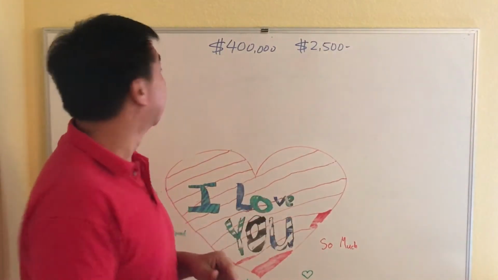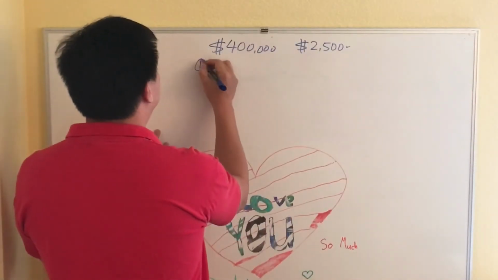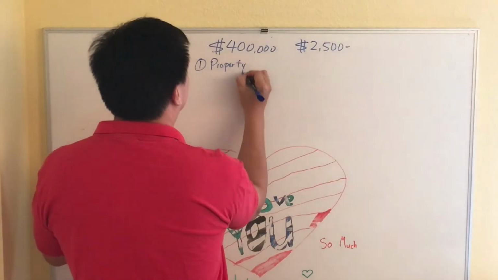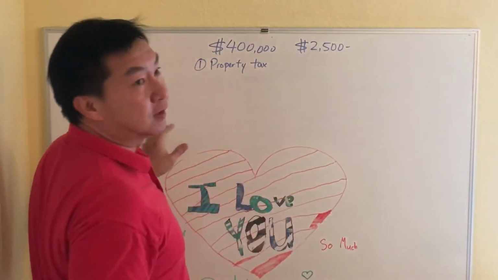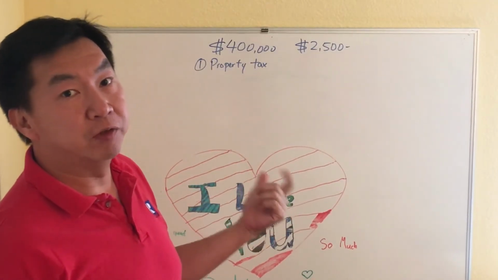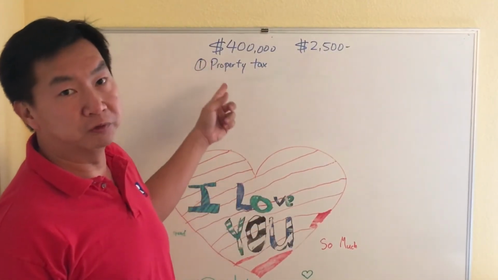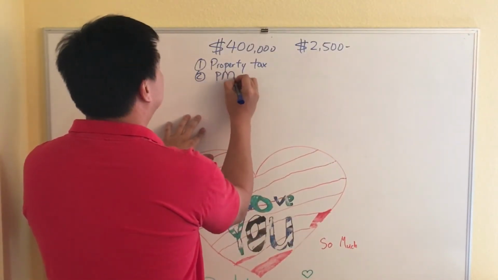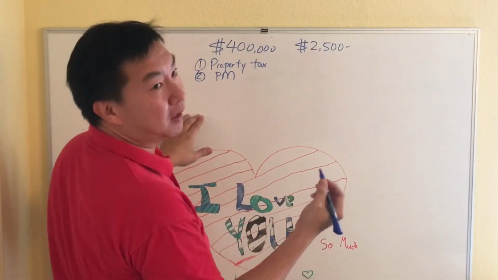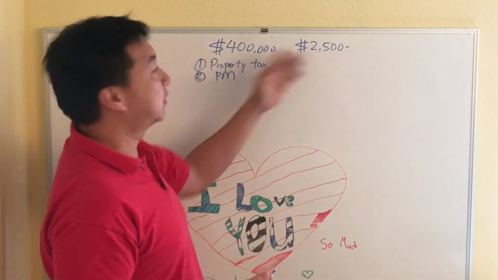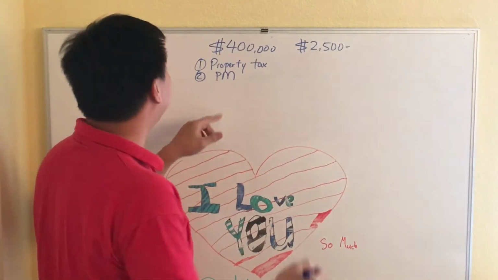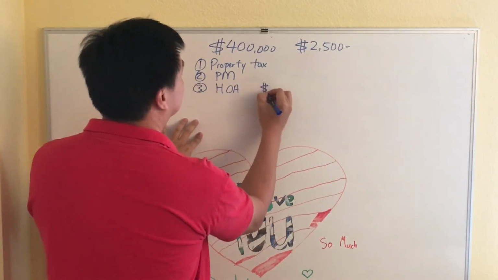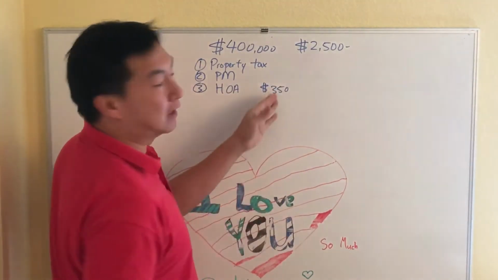So what are some of the expenses? First thing that comes to mind, taxes. We've got property tax, right? And of course there are some fixed costs and some variable costs. Whether you like it or not, you have to pay. Property management, you have to pay no matter what. If there's no tenant, that's another story, but if there's a tenant, you have to pay it. And HOA fee, let's pretend it is $350 a month. That's kind of average in the East Bay.